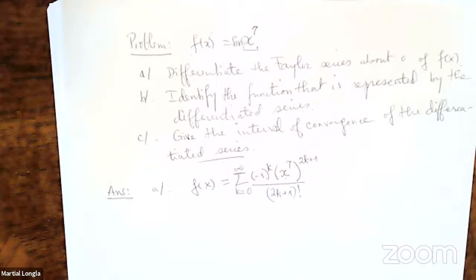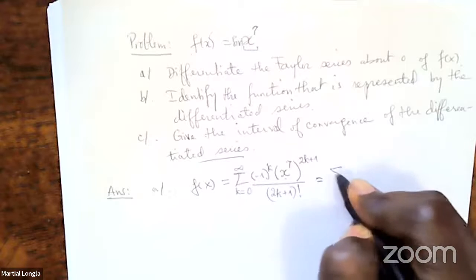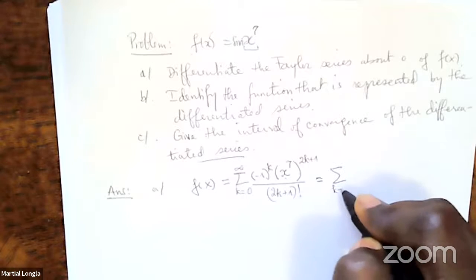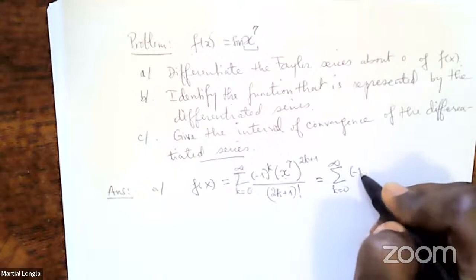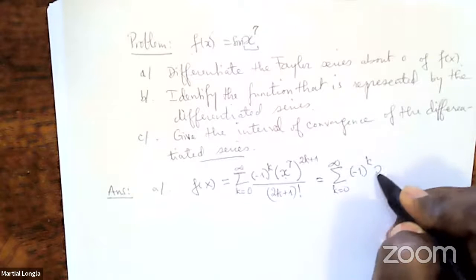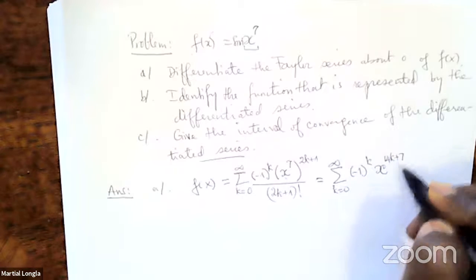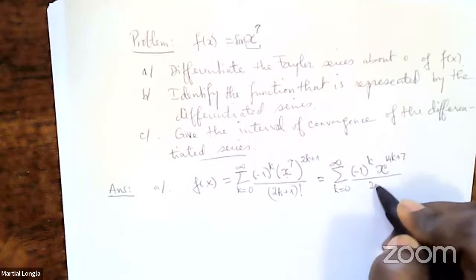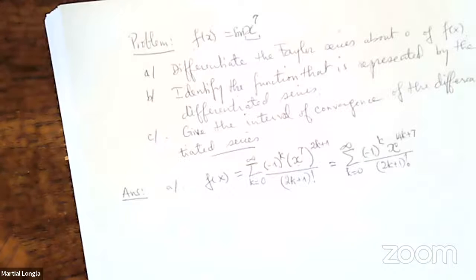You take the power series of sine x and you plug in x to the power 7 for x. That's what you get. So now you have to simplify that. It's going to be the sum of -1 to the k, x to the power 7 raised to the power 2k, that's x to the power 14k plus 7, divided by 2k plus 1 factorial. That's what you get.